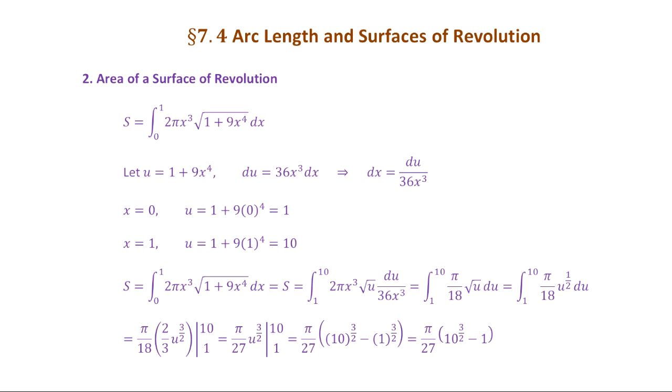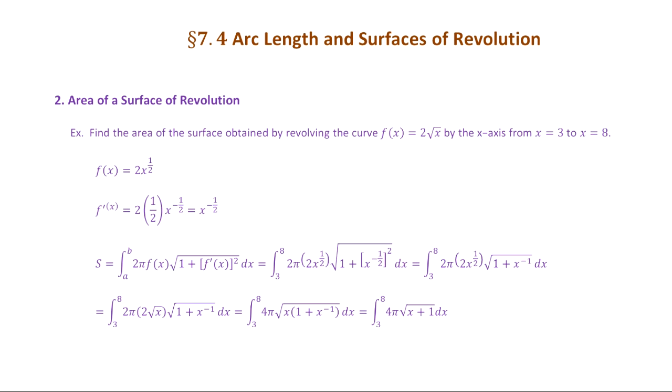Let's do another easy example. This one will be a little easier. Okay. So we want to find the area of the surface obtained by revolving the curve of f(x) equal to 2 square root x about the x-axis from x equal to 3 to x equal to 8. So we don't have to do the graph. We have all the formulas, just plug in.